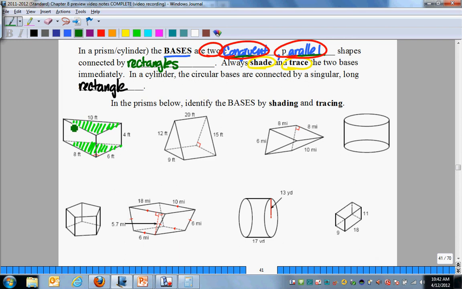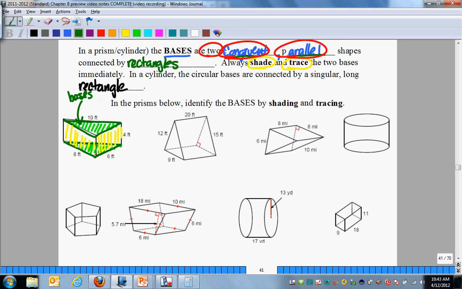So we shade and trace. Very important you do both. Shade and trace the bases. Then if you look carefully, you can see those 2 bases are connected by 3 rectangles. So in this case, our bases are here.